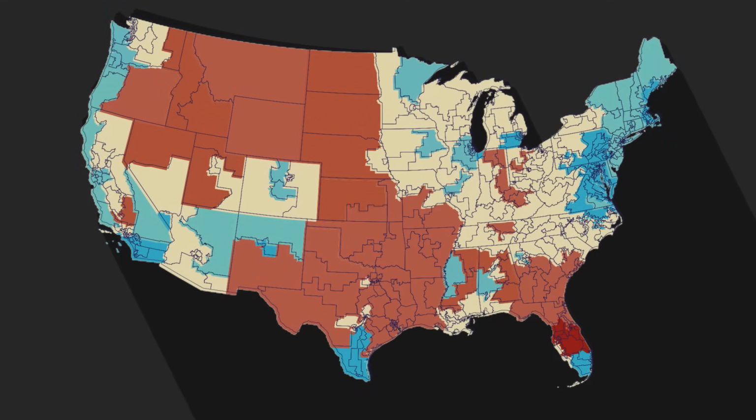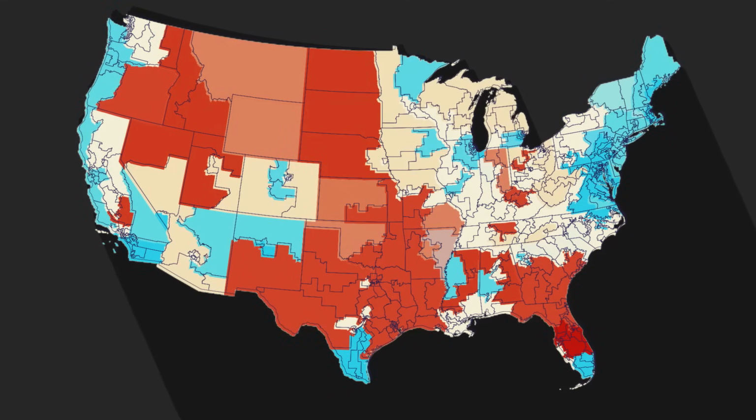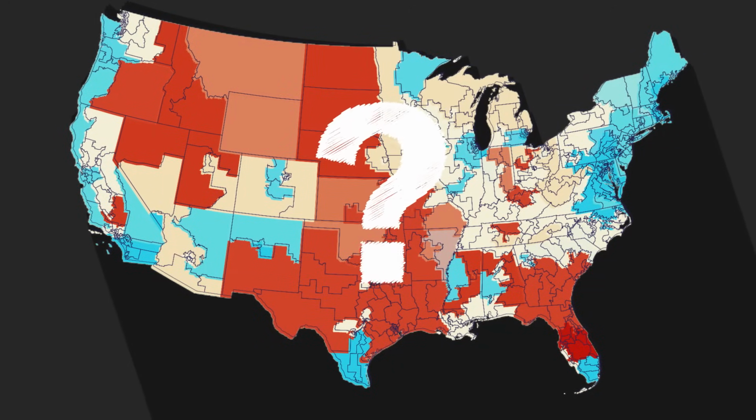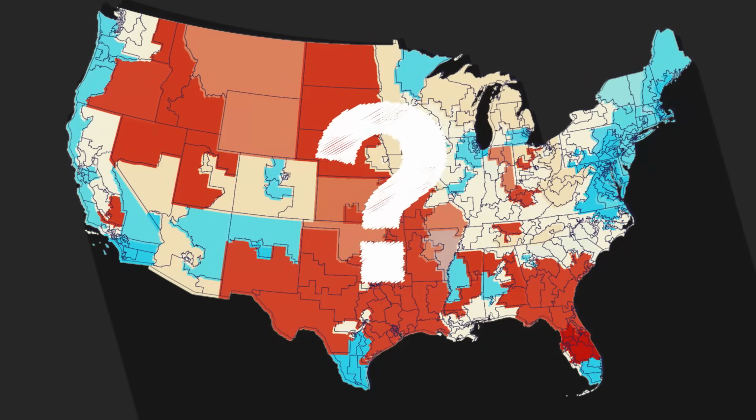Ideally, we want to have a range of representatives who reflect the political views of the population across the state. But how do we decide who gets to vote for each representative? Let's look at an example. Suppose we have a very tiny state of 50 people. 30 of them belong to the blue party and 20 belong to the red party.